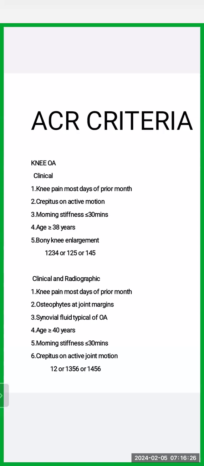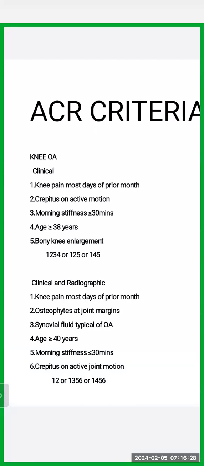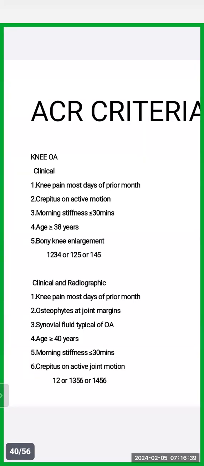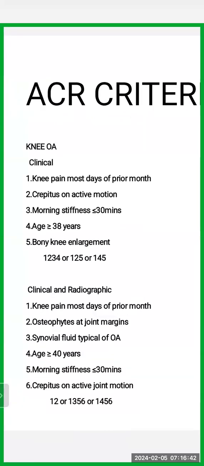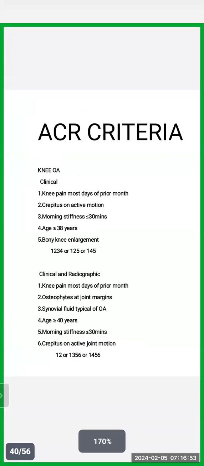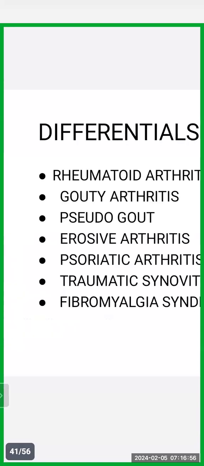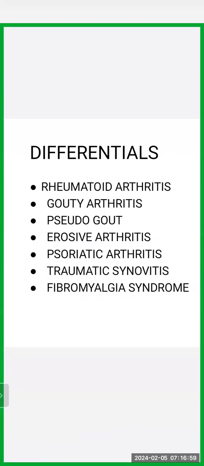For the knee OA, which is the commonest joint involved: presence of knee pain on most days, presence of crepitus on active motion, morning stiffness lasting less than 30 minutes, age greater than 38 years, and bony knee enlargement. So we can see there are serial numbers 1 to 5 there. It could also be presence of 1 to 4, or 1, 2, and 5, or 1, 4, and 5, as depicted above. So this is for the hand OA. Differentials include rheumatoid arthritis, gouty arthritis, pseudogout, erosive arthritis. Due to lack of time, we cannot talk more on the differentials.